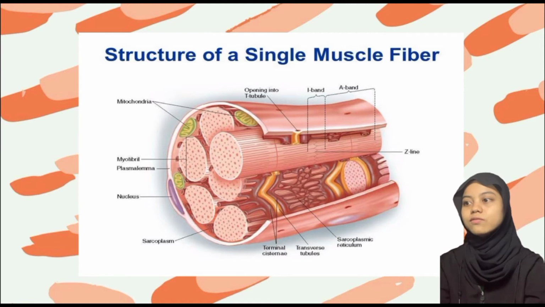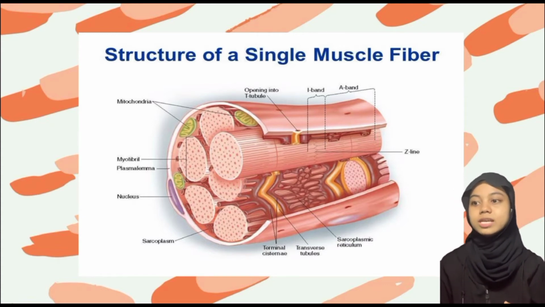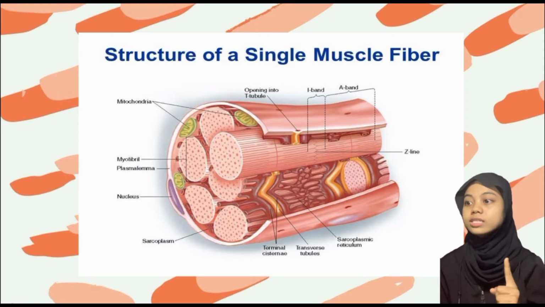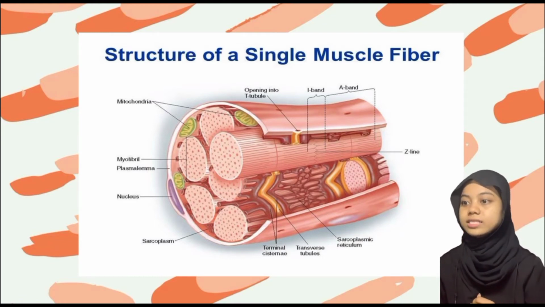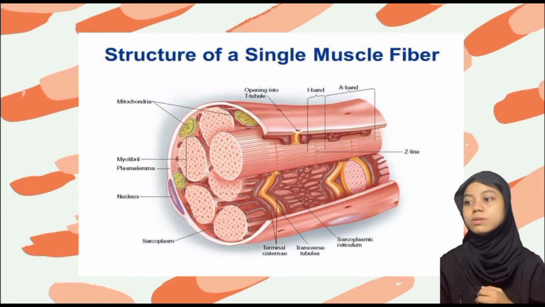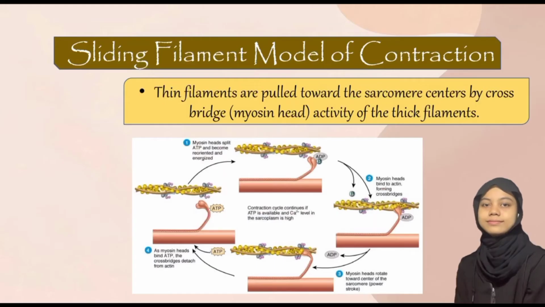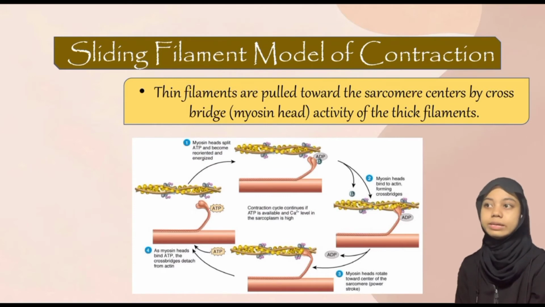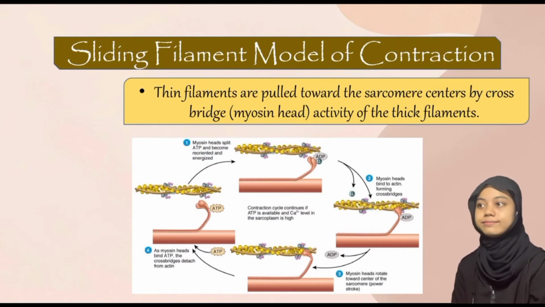These structures form a triad near the region where actin and myosin overlap. Sarcoplasmic reticulum and transverse tubules, T-tubules, are involved in activating the muscle contraction mechanism because one transverse tubule is associated with two sarcoplasmic reticulum. They are termed the triad. Here's the sliding filament model of contraction.